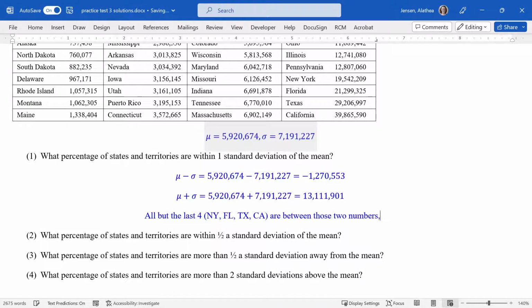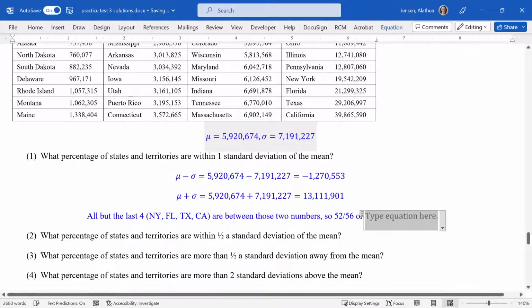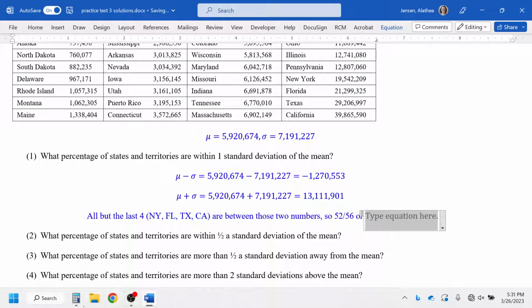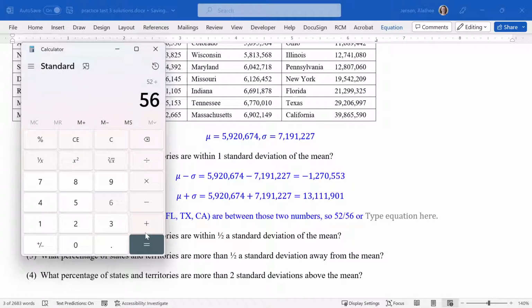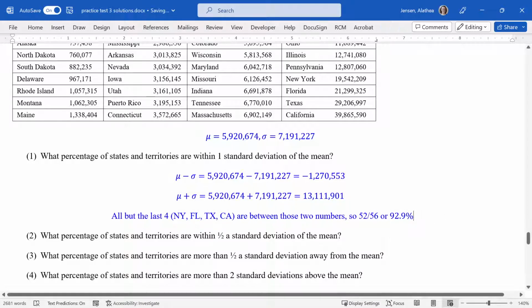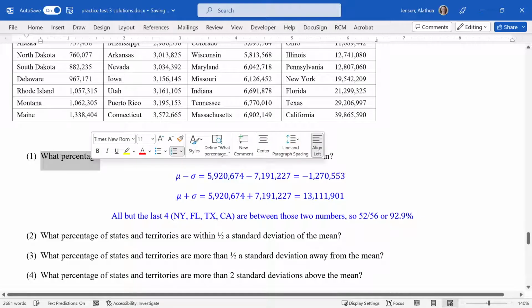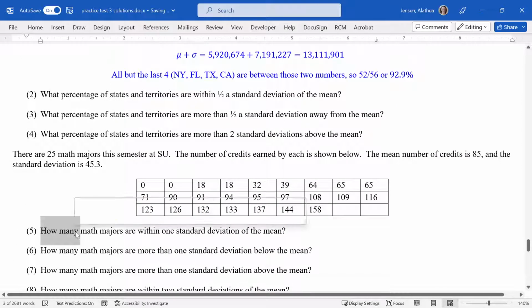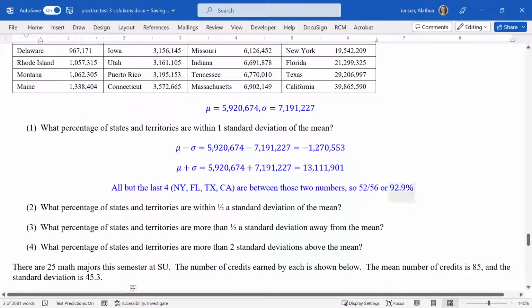So that's 52 out of 56. Let's see what it is as a percentage. 92.9%. Okay, so make sure that you recognize what you're being asked for in the question. This says what percentage. Some of these other ones say how many. So you need to distinguish between whether you're being asked how many or what percentage or what fraction, or what exactly you're being asked. Okay, next question.